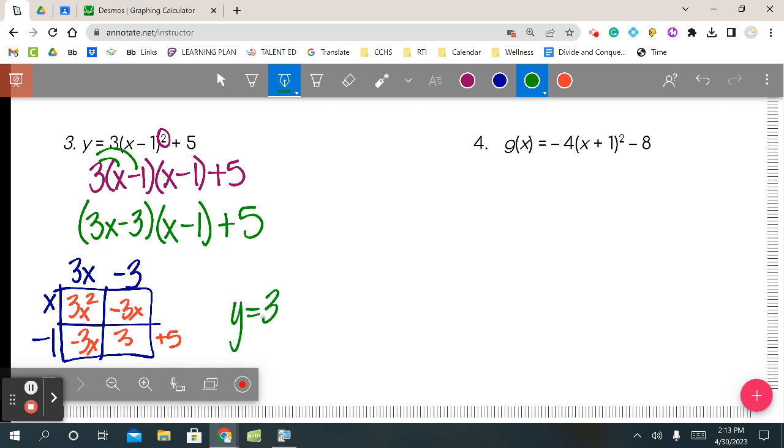So y equals 3x squared. Combine your diagonals. You're going to get negative 6x. And then combine those last two to get positive 8.